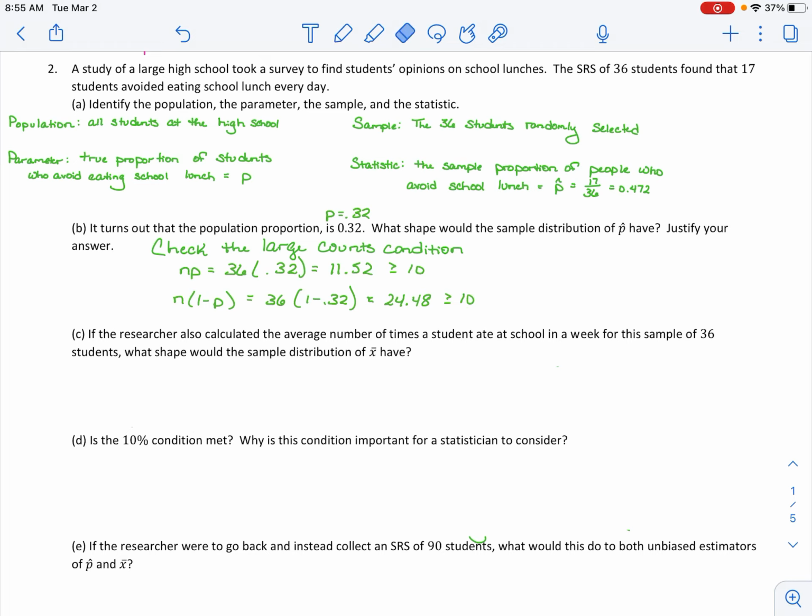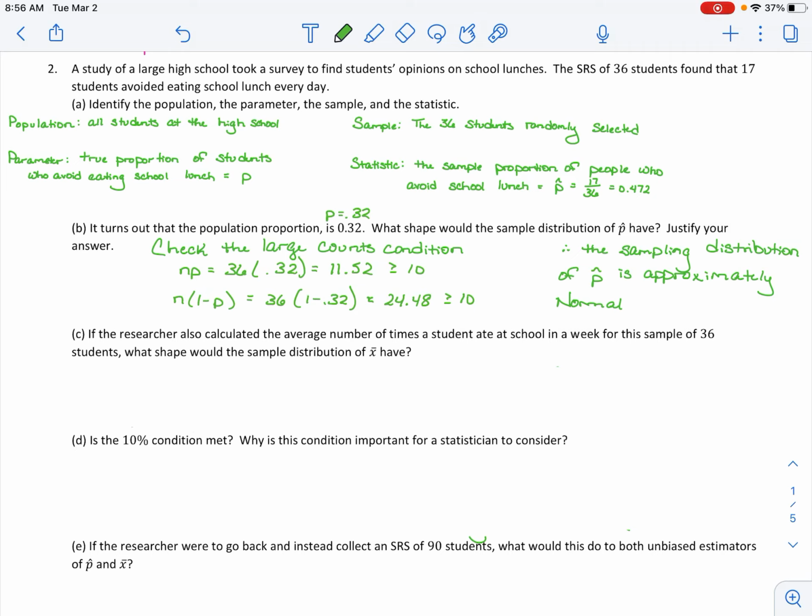Because I've passed my large counts condition, we now have evidence that the sampling distribution of my sample proportion is approximately normal. That's the only test you have for the sampling distribution of p hat.